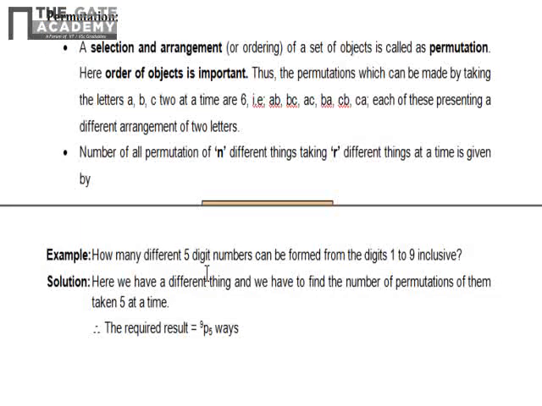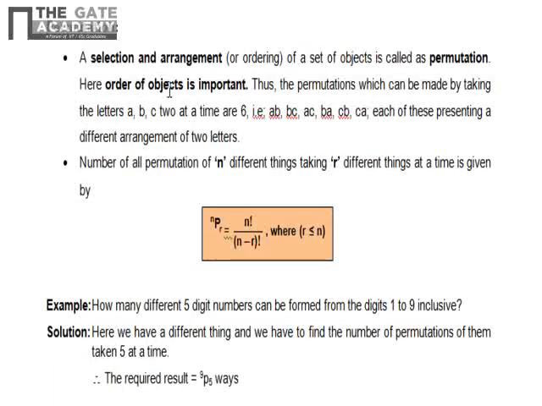Now we'll start with permutation. A selection and arrangement or ordering of a set of objects is called permutation. Here the order of objects is very important. That means first A then B, or first B then A, these two are different, but in combination these two are the same. So in permutation, order of objects is very important, and in combination order is not important.